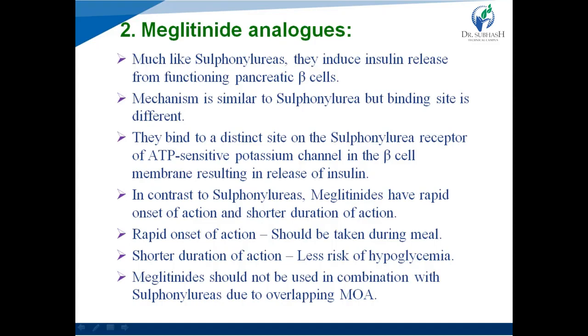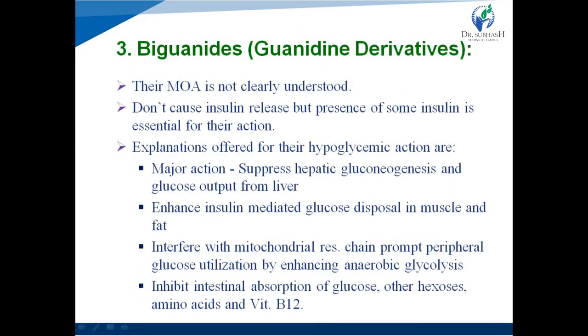So it has a rapid onset of action, and because of that it should be taken during a meal or just before a meal. It has a shorter duration of action, only around 1 hour, while sulphonylurea has a duration of action of several hours. So in the case of meglitinide analogues, the risk of hypoglycemia is less compared to sulphonylurea. And because of the similar mechanism of action, meglitinide should not be used in combination with sulphonylurea.